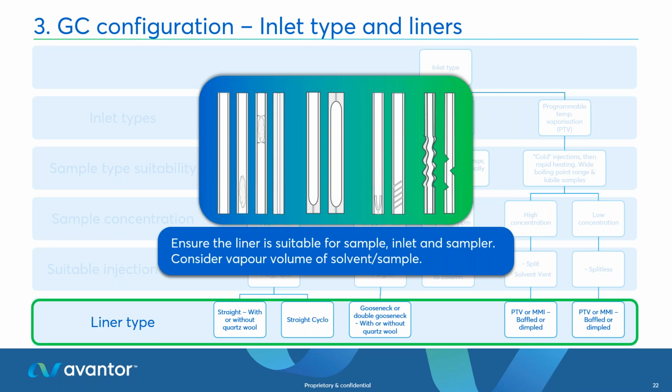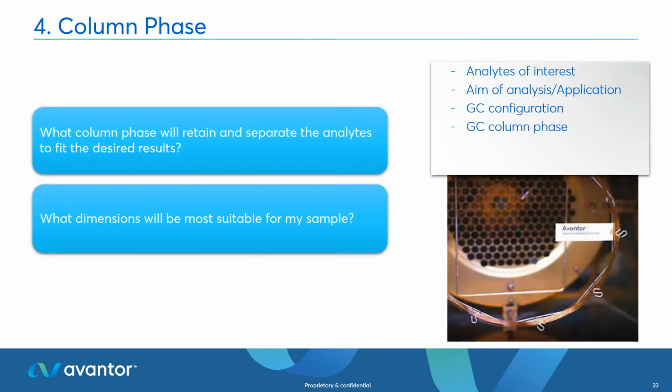And then also make sure you've got enough vapor volume within the liner to accommodate the vapor volume of your solvent and sample. With the column phase, what phase is going to retain and separate the analytes to fit the results that you need, and what dimensions are going to be most suitable.